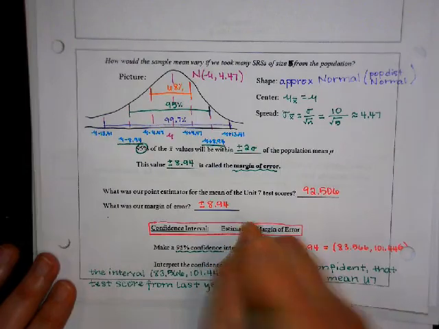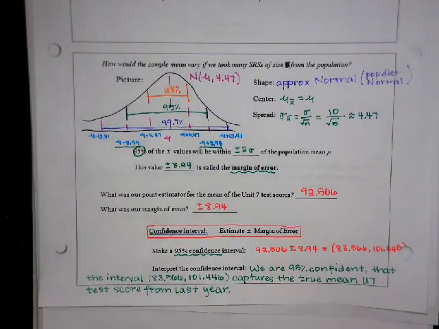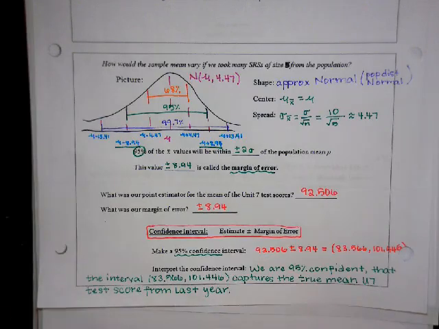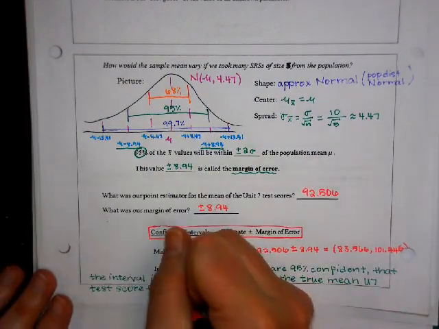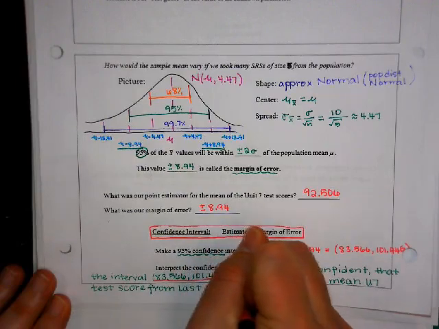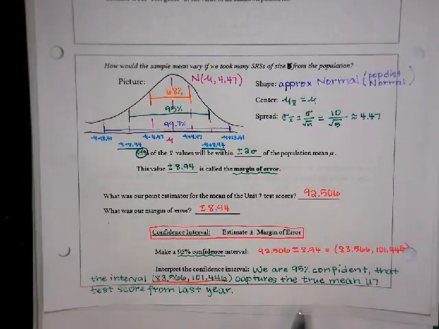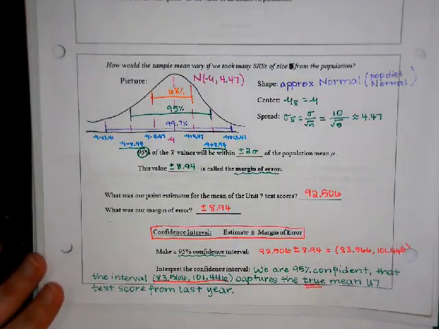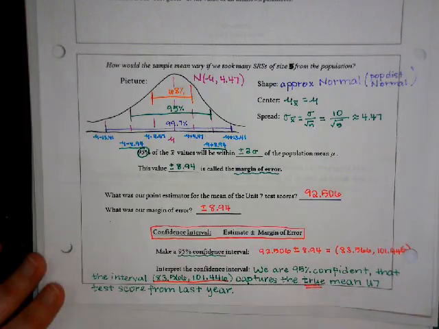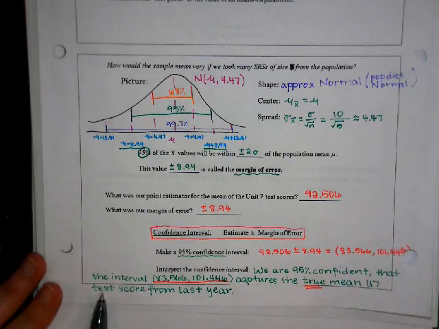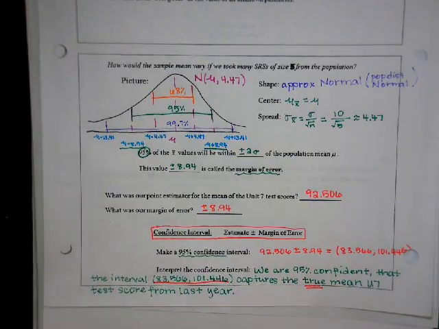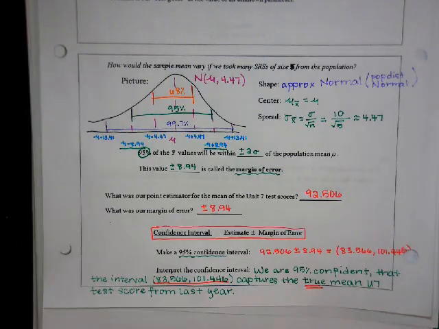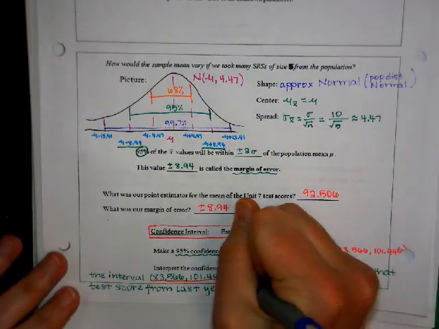So yours would be different with the interval. Notice we use the word true. You can use the word actual, but we talk about how we're confident it's capturing the true or actual mean. And then I put it into context, Unit 7 test score from last year. Now, that was for interpreting the confidence interval. In a minute, we're going to interpret a confidence level, and they are different.